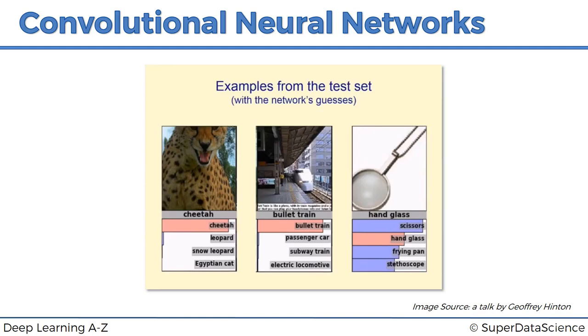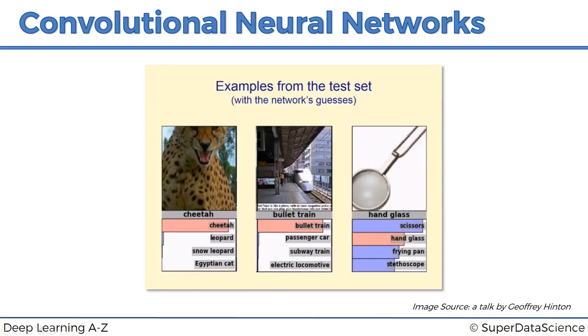First of all, it's not a very clear image, and also you can see that the probabilities are not as clear here. So the neural network was a bit confused, a bit indecisive, just as we are. So it said scissors with the highest probability, but then it had hand glass, which it actually was, not so far away in second place, and frying pan, stethoscope. So basically, here you can see that scissors was its first guess, but the correct option was number 2, and that's why it's highlighted in red.